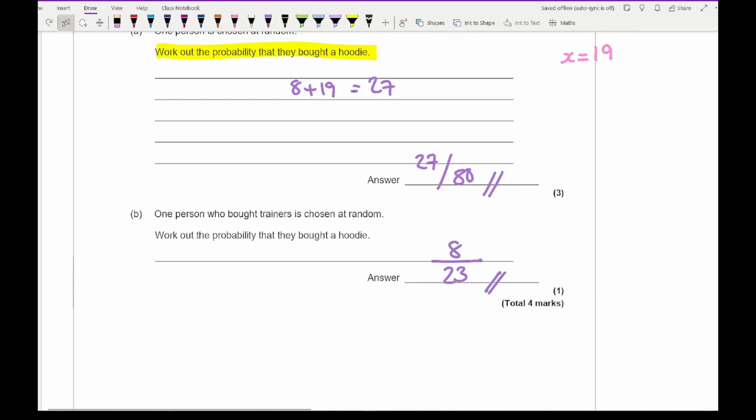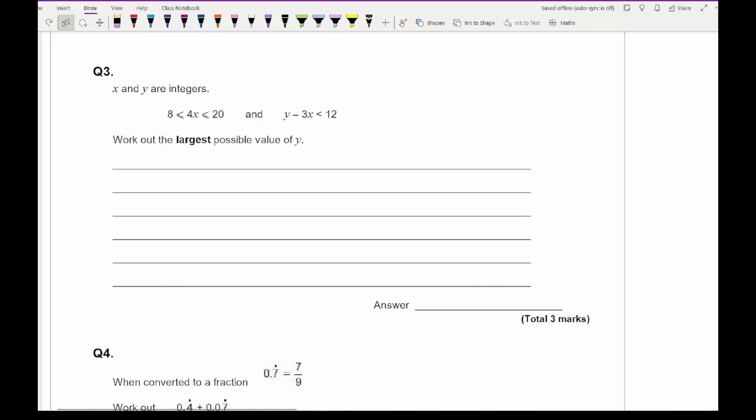And again, for 1 mark, it doesn't simplify, but if it did, it'd be fine if I just left it as it is. Now moving on to question 3, it says x and y are integers, and we've got that 4x is inclusive between 8 and 20, and y minus 3x is less than 12. Work out the largest possible value of y.